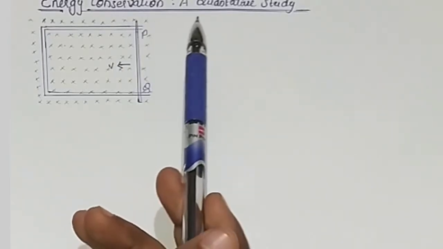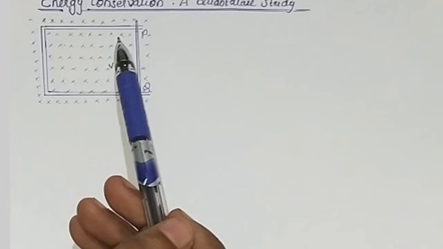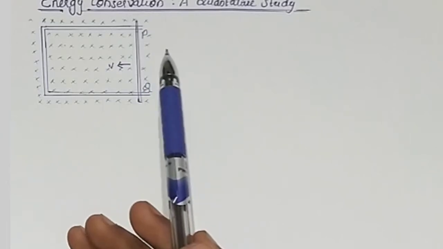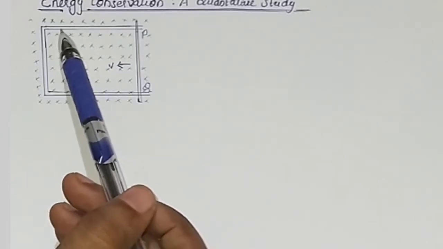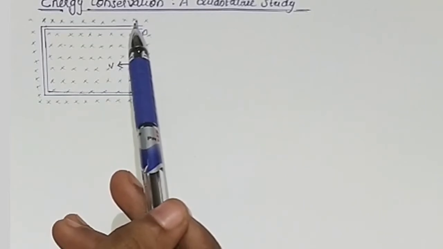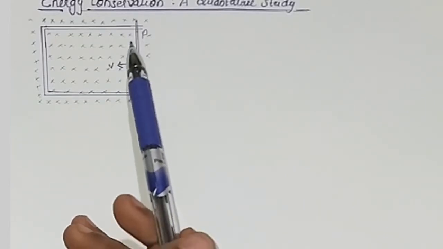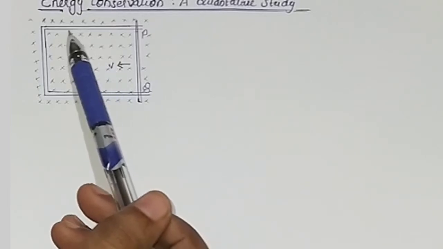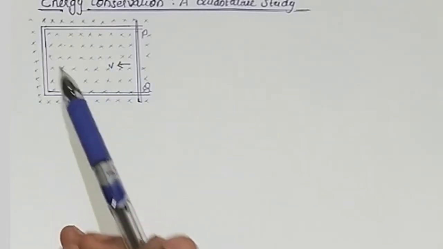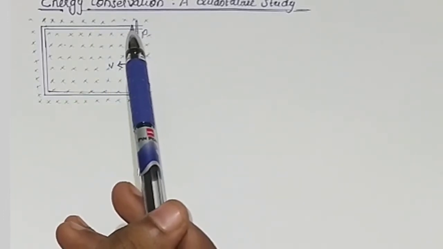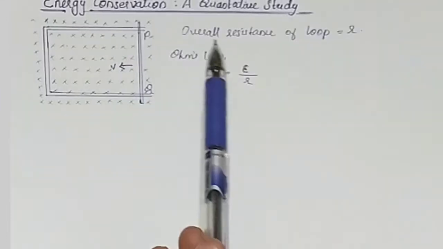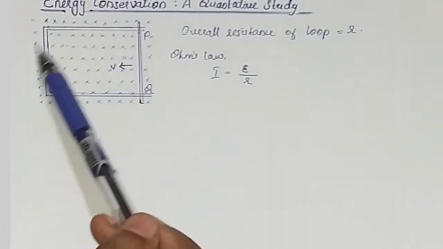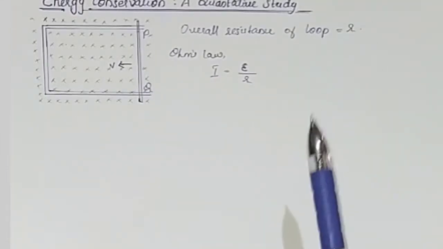Here we are going to do a quantitative analysis of the energy conservation. For that, the similar loop that we took to understand the motional EMF is again considered. And here we also mention the resistance of the conductor. The resistance of arm PQ is considered to be R, and the remaining 3 arms of this rectangular conductor are negligible when compared to the resistance of the movable arm PQ. So the overall resistance of this rectangular loop is considered to be small r.